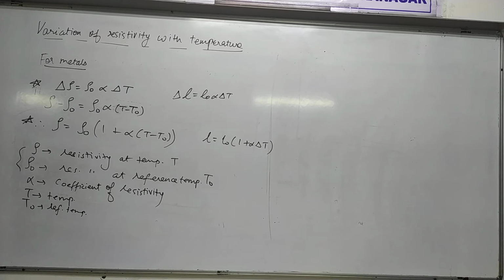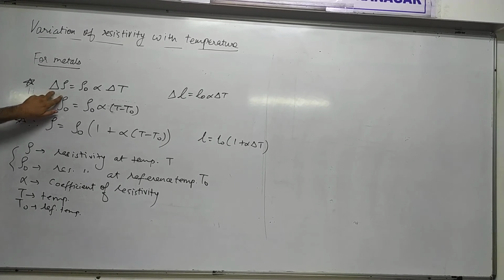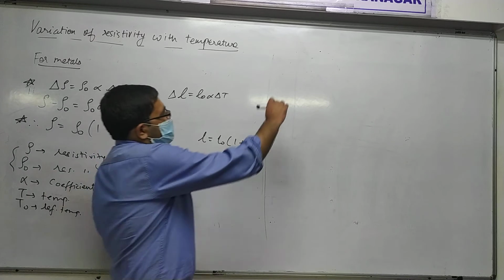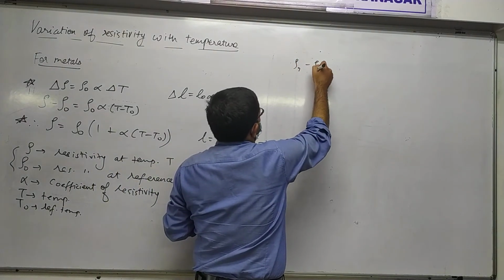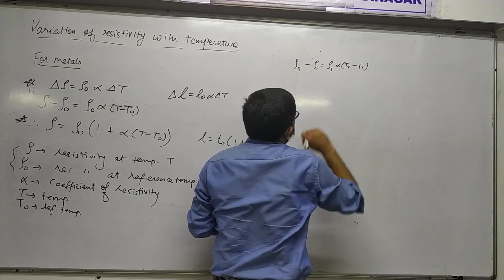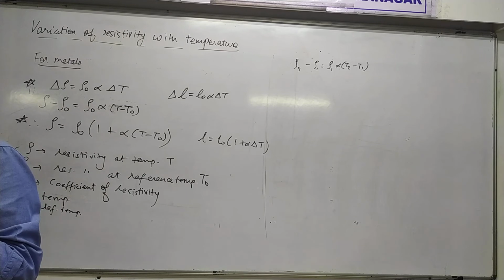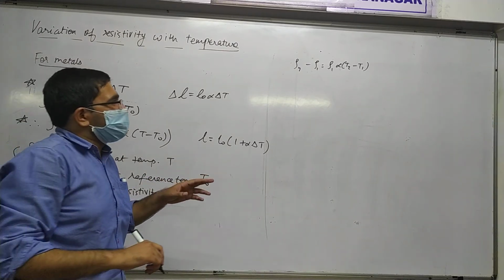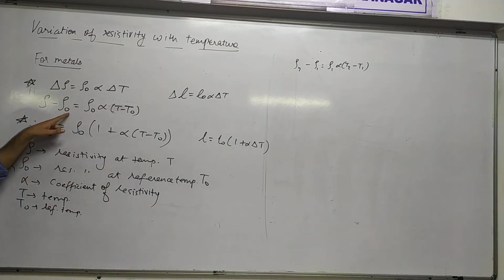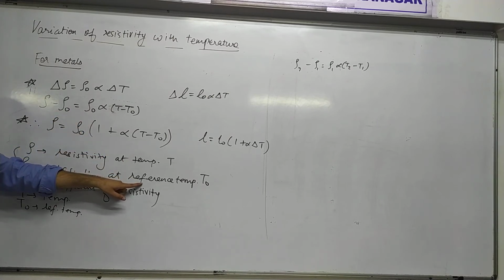A big warning is you cannot use this for any two temperatures. One of them has to be the reference. Someone might say you can do it like this: rho 2 minus rho 1 equals rho 1 into alpha into T2 minus T1. No, you can't do that. It will only work if this resistivity is at the reference temperature.